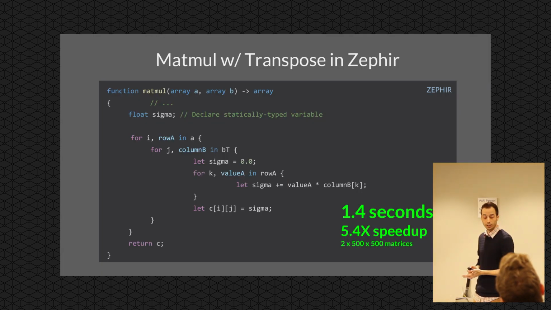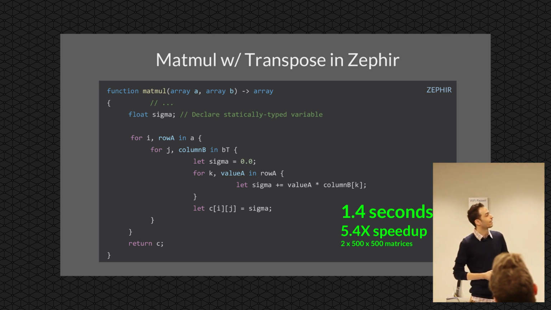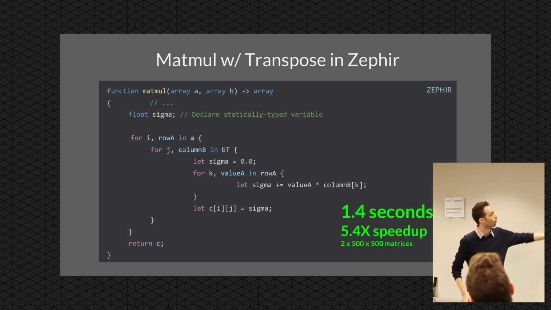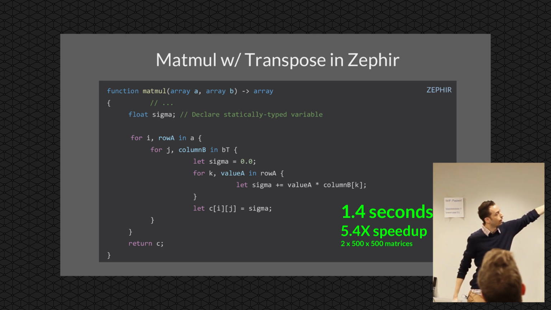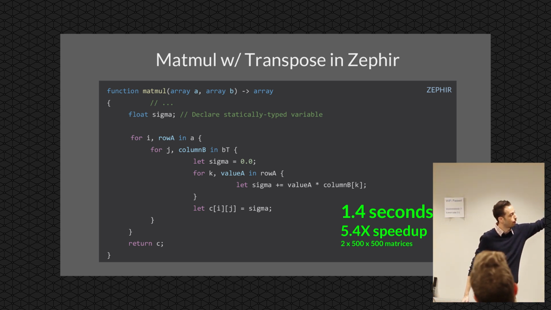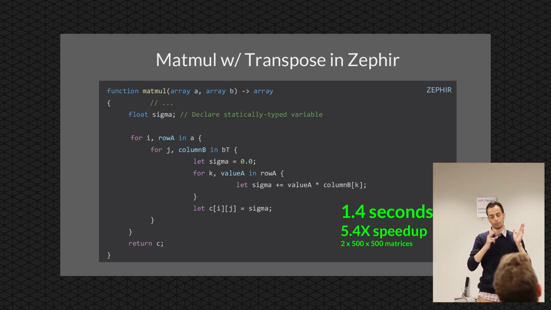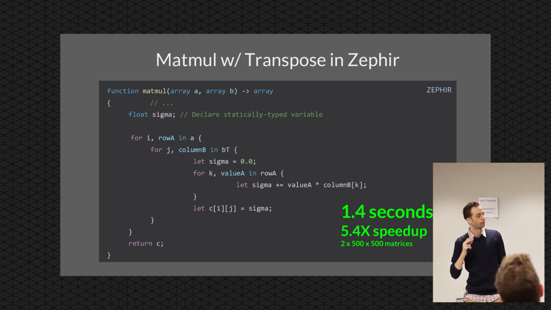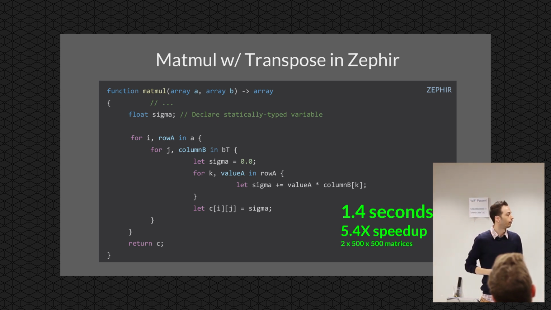So here's matmul in Zephir. I'd say probably the biggest difference here is that we're declaring a static variable there. That sigma is what we're going to use to accumulate the products of the row of matrix A and the column of matrix B.